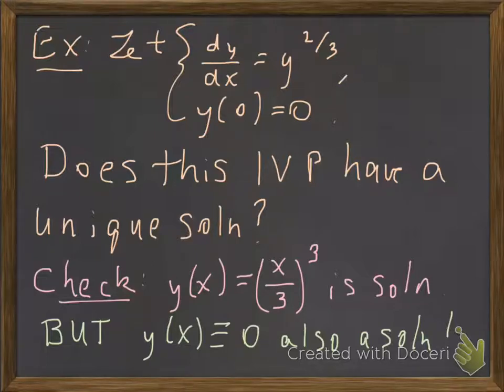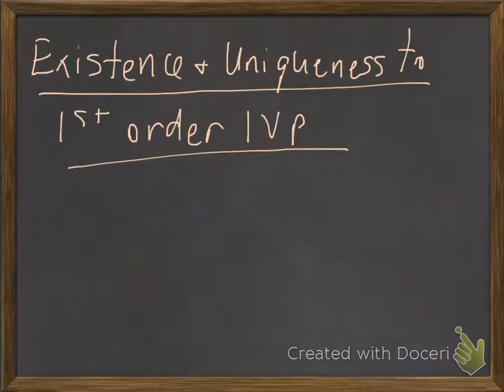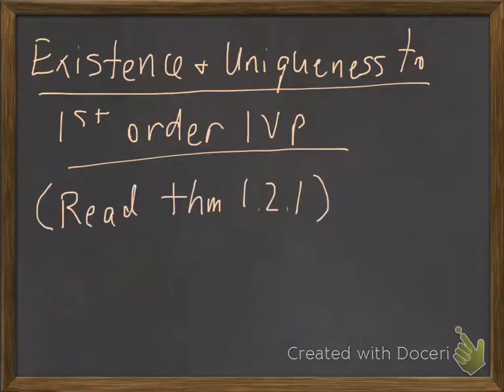Now, being mathematicians, when we're given a differential equation, we would like some way to tell if it's going to have a solution, and if it has a solution, whether or not that solution is going to be unique. And it turns out we have such a tool. It is the existence and uniqueness to first order initial value problems theorem, which I'm not going to rewrite here. You can read it, Theorem 1.2.1. And you should pause this video, get out your book, and read that theorem. Seriously, do it.